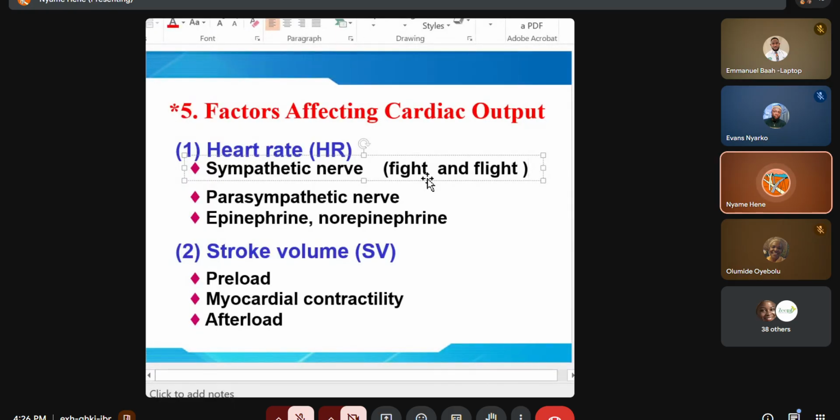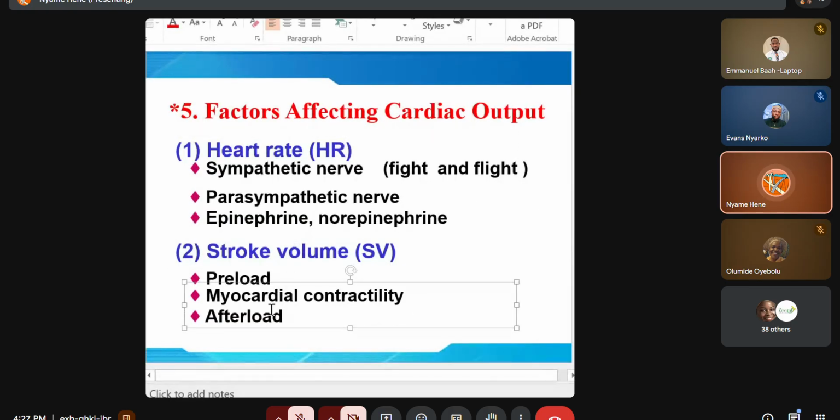So when we talk about the nervous system, we have the parasympathetic and the sympathetic nervous system. The sympathetic is the fight and flight. Then the parasympathetic is the relaxed nervous system. The parasympathetic also helps with reflexes. It's just the opposite of the fight and flight, so that one is a relaxed one.